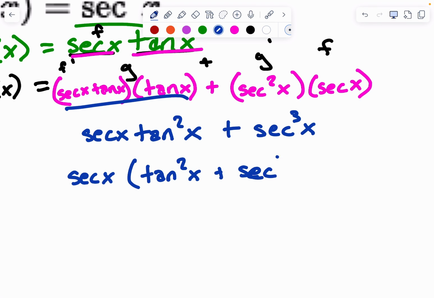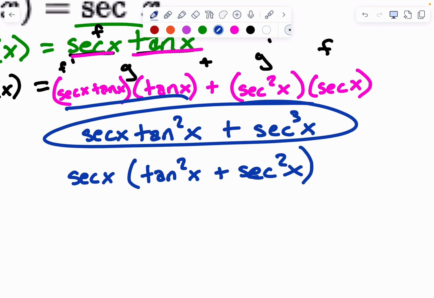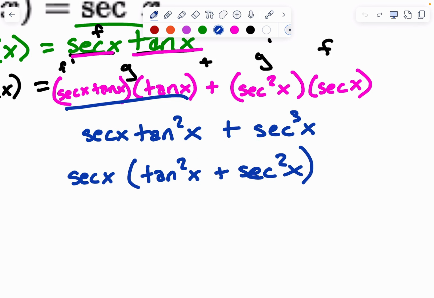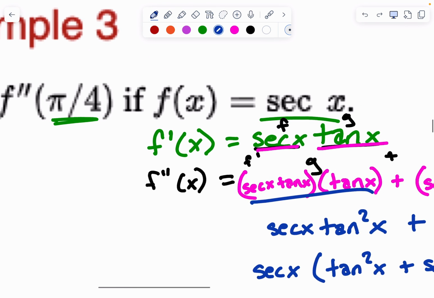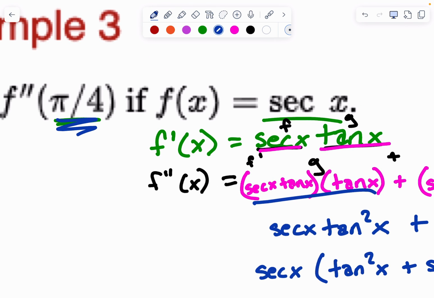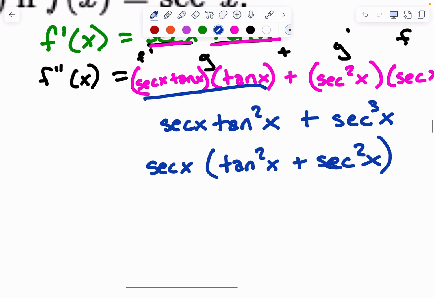Yeah, I just don't know how far we go. I will take either one. If you leave it like this, that's fine. If you leave it like this, that's fine. We have to decide what the best way to do this is. We are plugging in pi over 4. So we've got to weigh the pros and cons and figure out what the easiest way to do it is.